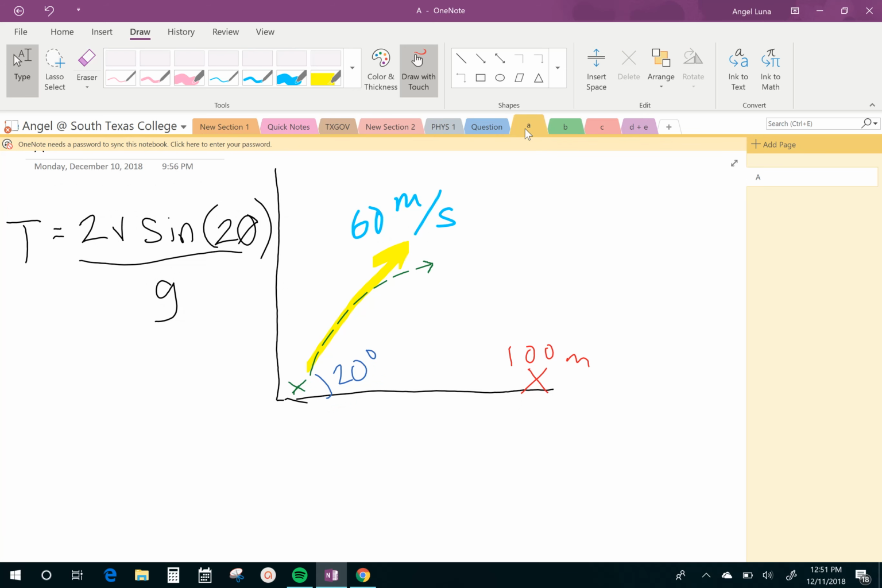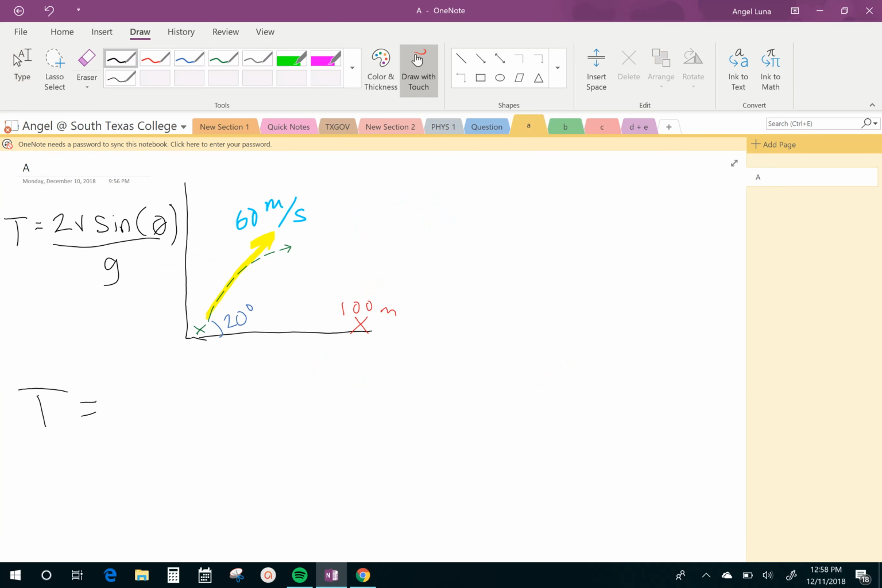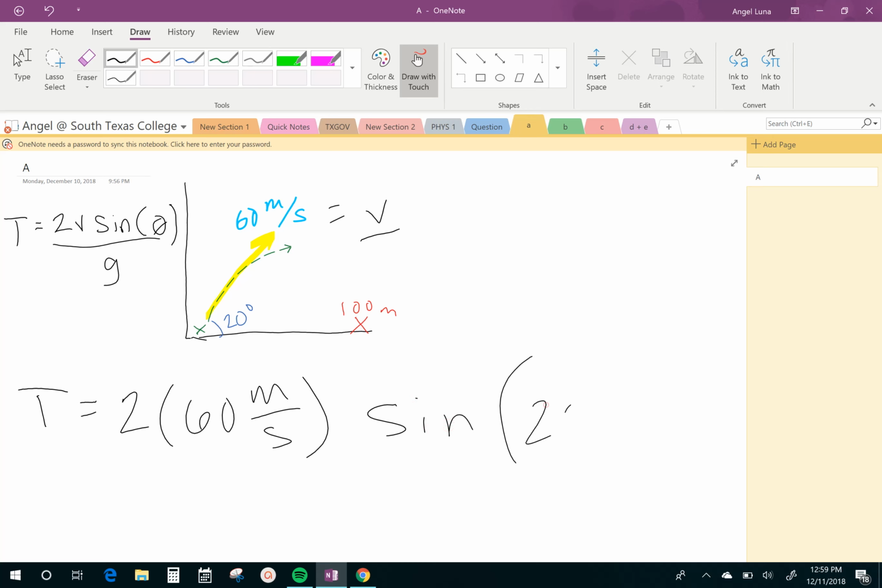Question A is asking, how long does the ball stay airborne? Now this problem is going to be a little easier for us as it provides the necessary formulas for our solutions. We have our formula for range, time, and height. Okay, so now we're just going to plug and chug. If this is our velocity, we're going to have 2 times 60 meters per second times sine of the angle over gravity. And gravity is 9.8 meters per second squared, but we're going to consider it 10 meters per second squared out of convenience.